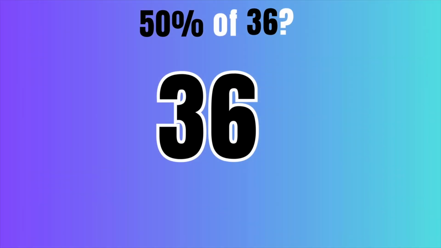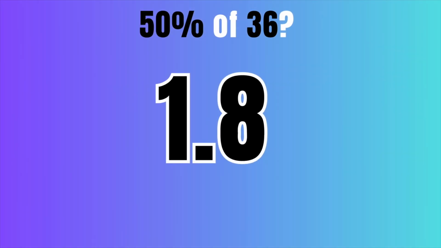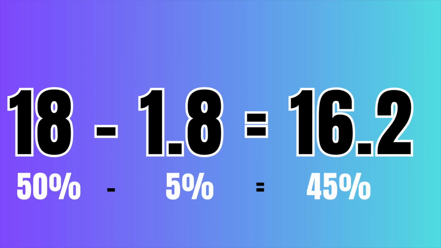Another strategy that I've seen students do, instead of doing the 10%, 10%, 10%, 10%, 5%, you could say, well, you know that 50% of 36 is 18, and you know 5% of 36 is 1.8, so 45% must be the 50% minus that 5%. So you could do 18 minus 1.8, and that would give you 16.2, or 16 2/10. All right, let's move on to the next one.